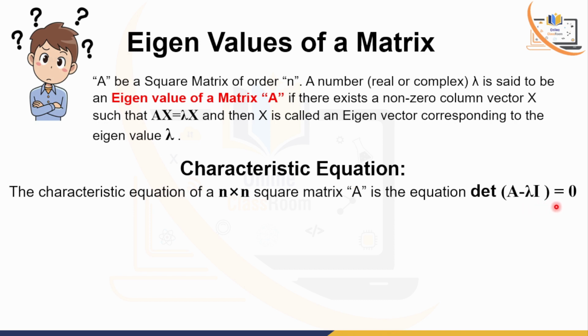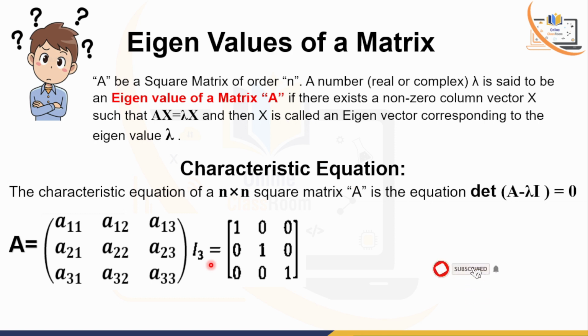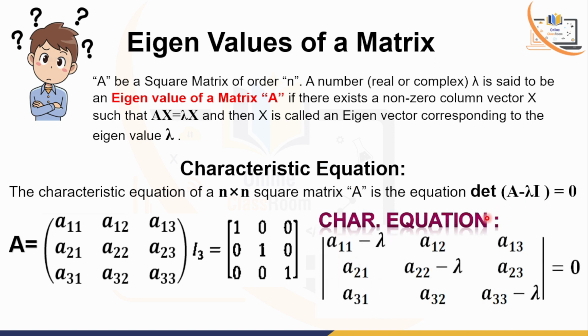So the question will arise: what is A? A is nothing but the corresponding matrix. Obviously the elements will be like a11, a12, a13 and so on. Now this is your I. Suppose in this case I consider I3, that means the third order identity matrix, so the elements will be 1 0 0, 0 1 0 and 0 0 1. So if I consider the determinant of A minus lambda I, we get the characteristic equation as this one.